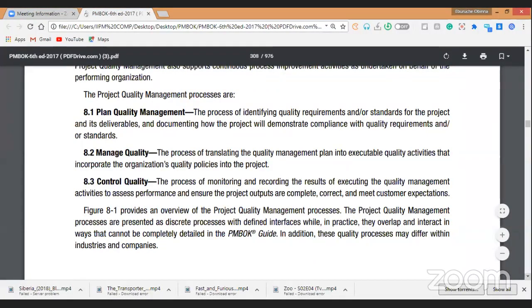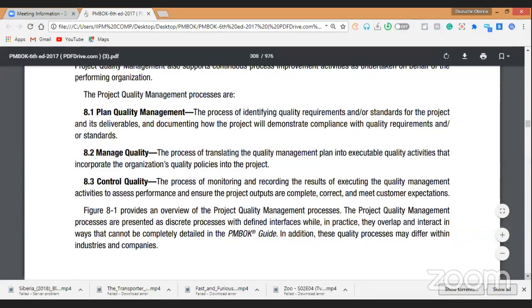All right, so the management processes involved in quality management are plan quality management, manage quality, and control quality. So I have three processes here. According to the Project Management Body of Knowledge, the 6th edition, we have three quality management processes. The first one, plan quality management, is the process of identifying quality requirements and or standards for the project and its deliverables, and documenting how the project will demonstrate compliance with quality requirements and or standards.